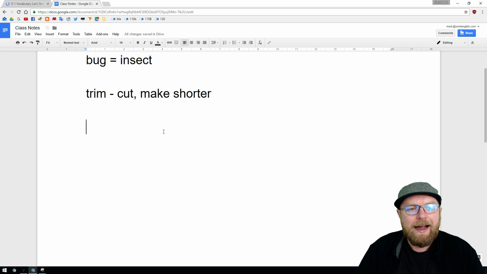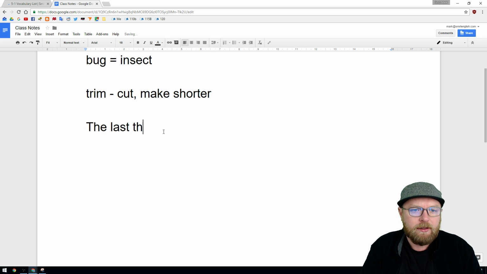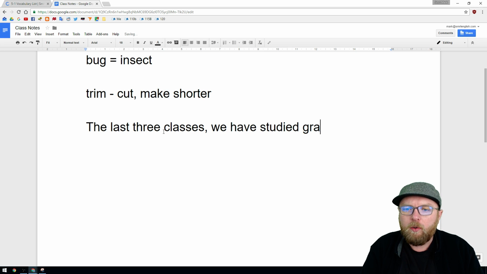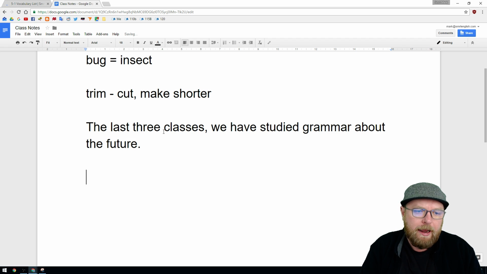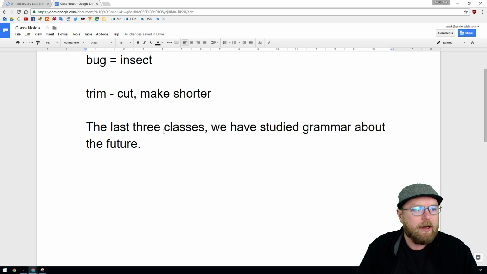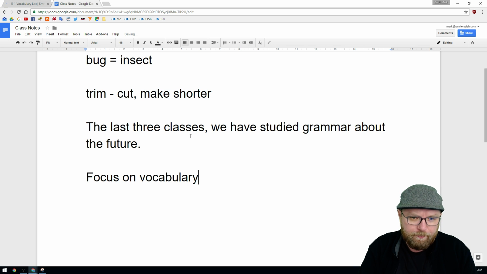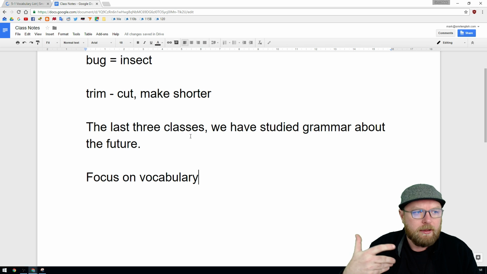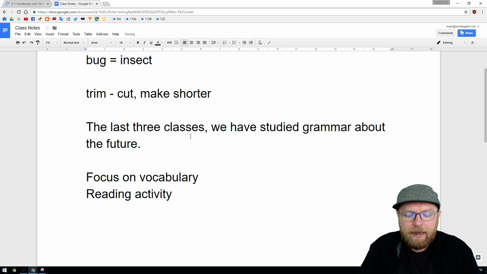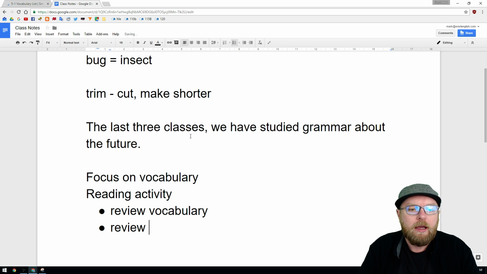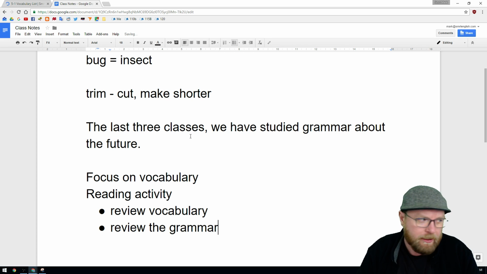Okay, so the last 3 classes we have studied grammar about the future. And today I'm not going to do that. Today we're going to focus on vocabulary, and we're going to focus on the vocabulary list in Unit 5. Hopefully we have time, because I would also like to do a reading activity. And the reading activity will review vocabulary, and it will review the grammar that we have studied.